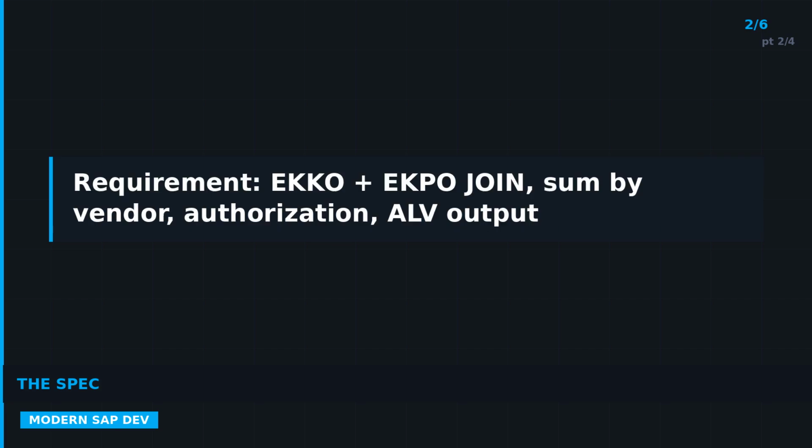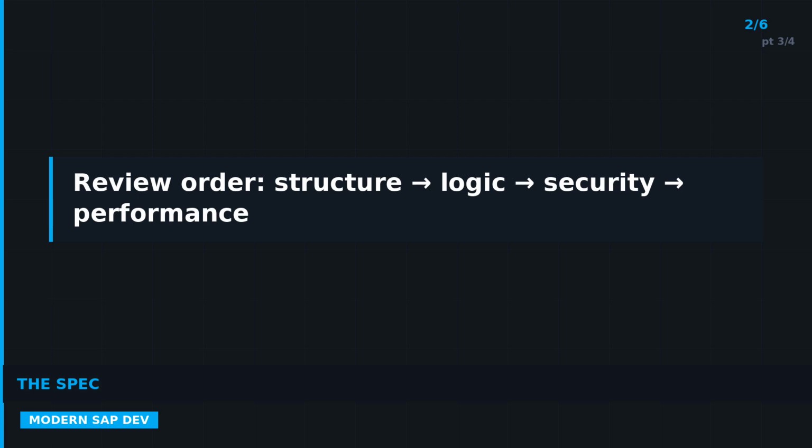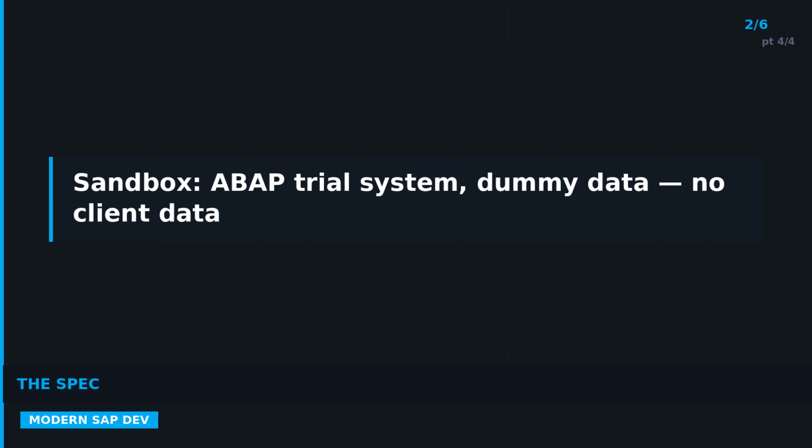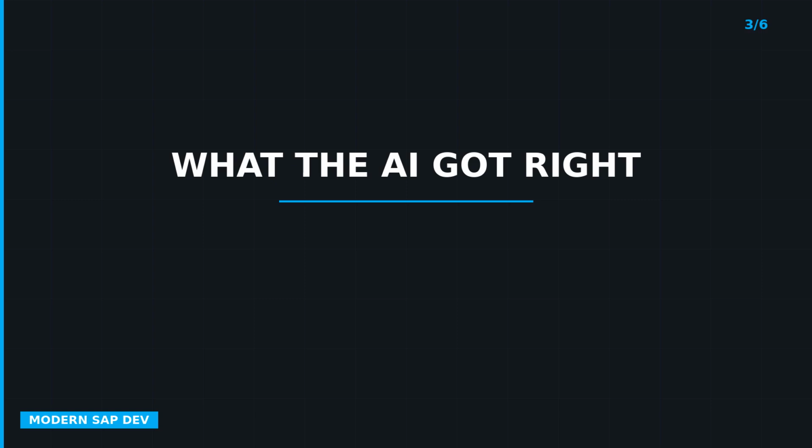All right, first pass. The structure is actually solid. It went straight for EKKO and EKPO with a proper join, not two separate selects. It used a field list instead of select star. That alone tells me it's seen enough ABAP linting rules to know that select star is a red flag. The ALV is built with CL_SALV_TABLE, which is the modern approach. It didn't reach for the old REUSE_ALV_GRID_DISPLAY function module. And it wrapped everything in a class with a constructor and a run method. So it's not a 2003 era flat report.